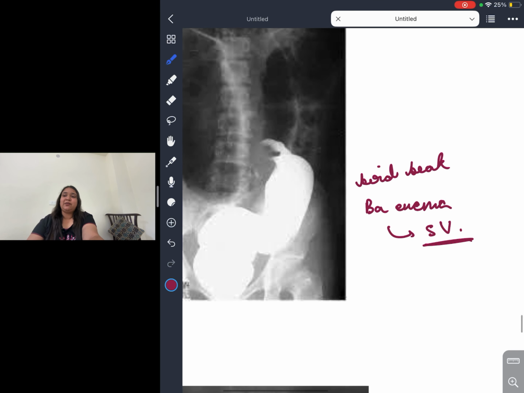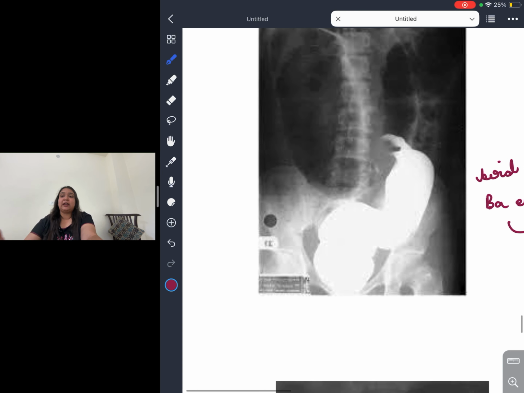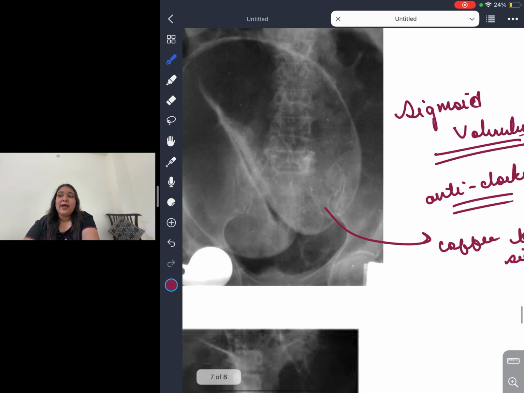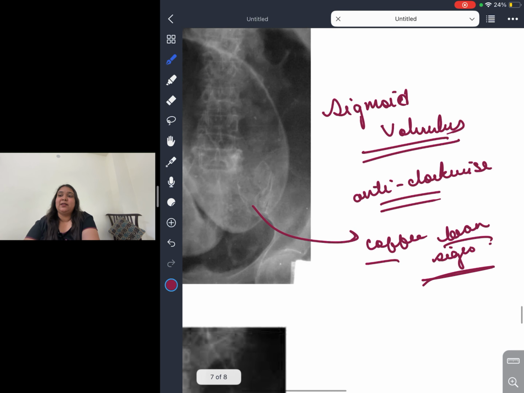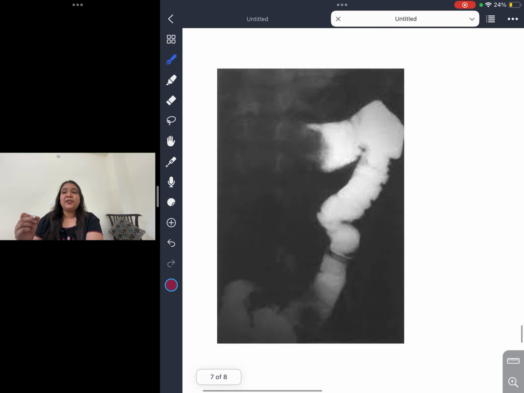Now, there are three things. We have barium meal, barium swallow, and barium enema. So differentiate these. Bird beak appearance in barium swallow is your achalasia cardia. Bird beak appearance in barium enema is your sigmoid volvulus. So in sigmoid volvulus we have a bird beak appearance in barium enema, and we have a coffee bean sign. Now our last image for today.